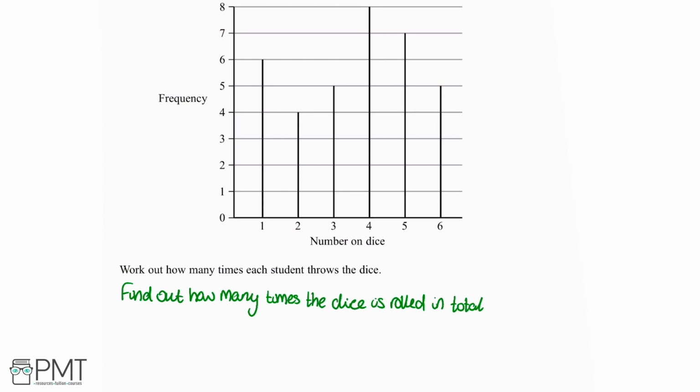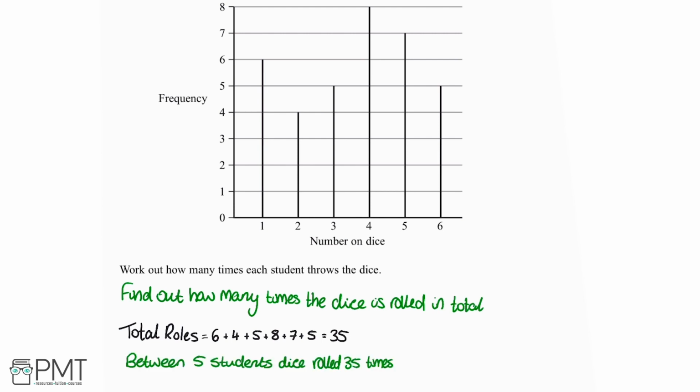So the first thing we're going to do is find out how many times the dice is rolled in total. So to do this, we're going to add up the frequencies. So now 1 was rolled 6 times. So we're going to do 6 plus 4 plus 5 plus 8 plus 7 plus 5. And in total, that gives us 35. So between the 5 students, the dice is rolled 35 times.